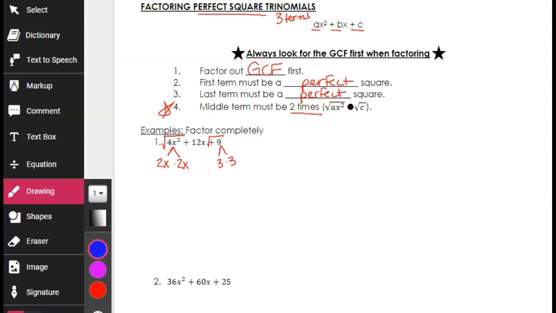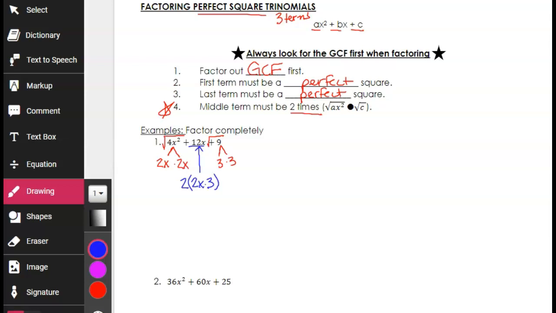However, if I were to take 2x times 3 and double it, I should get this term right here. So 2x times 3 is 6x, right? And if you double 6x, you get 12x. So this is a perfect square trinomial.